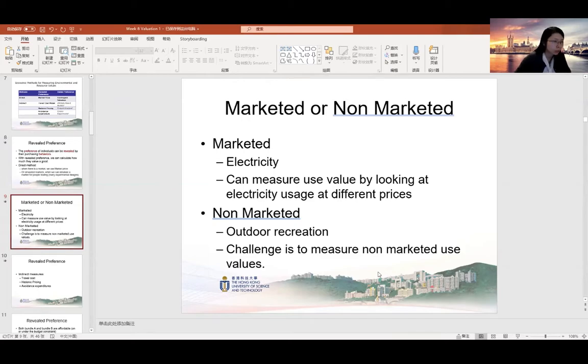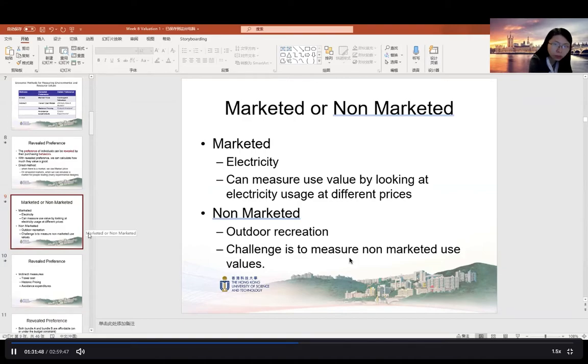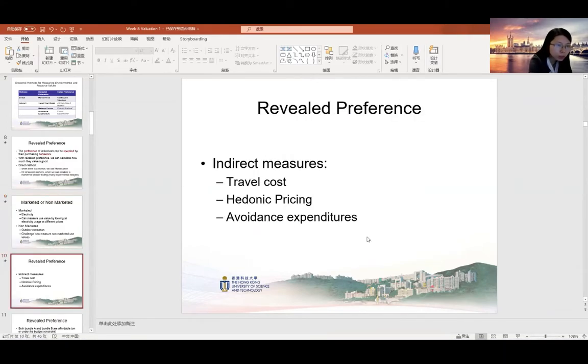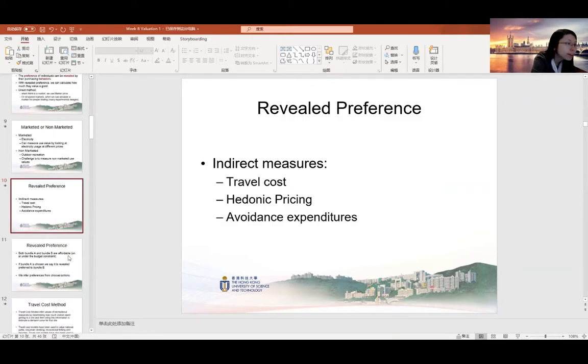There's no market for clean air. There's no market for panda production. So we have to use an indirect approach, design some other approach for this type of revealed preference valuation. The indirect measures we are employing include travel cost, hedonic pricing, avoidance behavior, avoidance expenditures. We're going to go through them one by one.